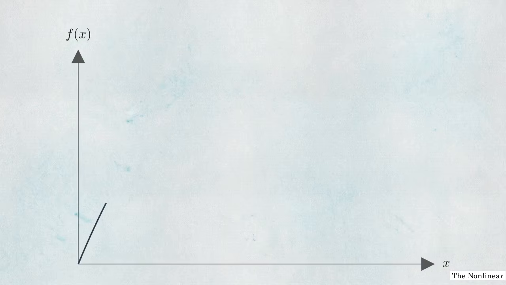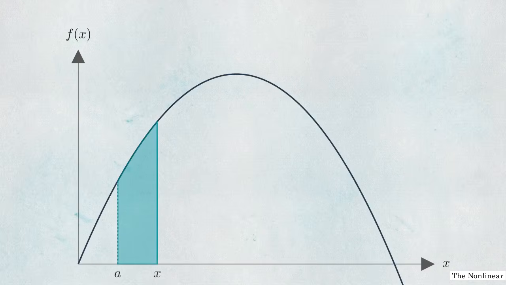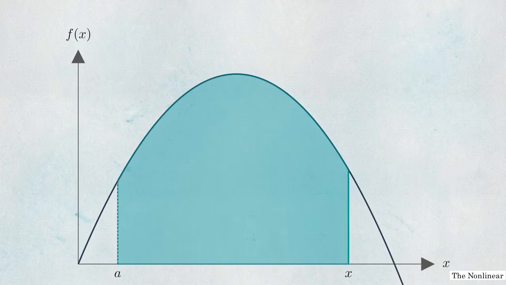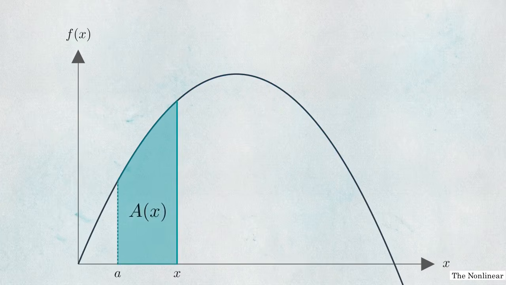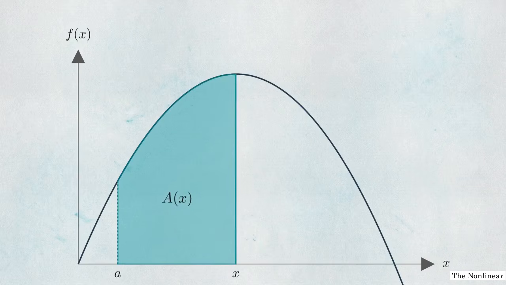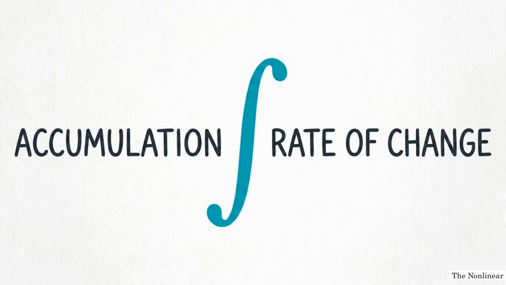To find the irregular area beneath this curve, we treat the right boundary as a movable point, x. As x slides, the region expands and contracts. This creates an area function, A of x, outputting the total size based on the boundary. This perspective shifts the focus from the static shape itself to how that shape grows, the necessary starting point for linking area to the derivative.